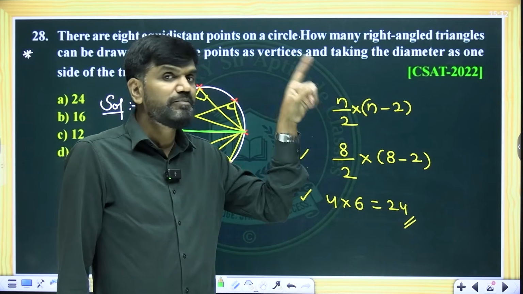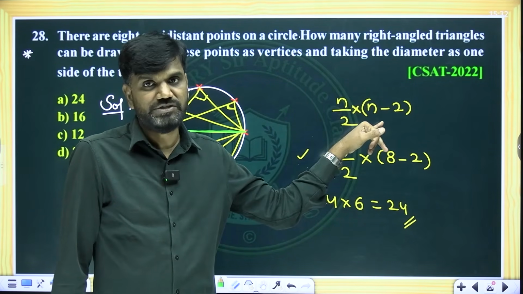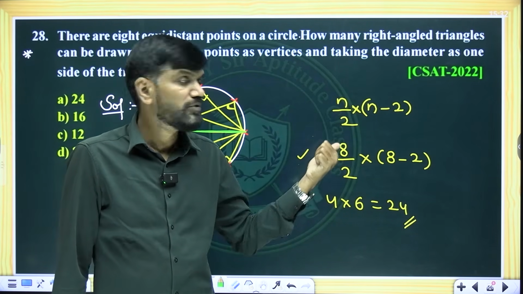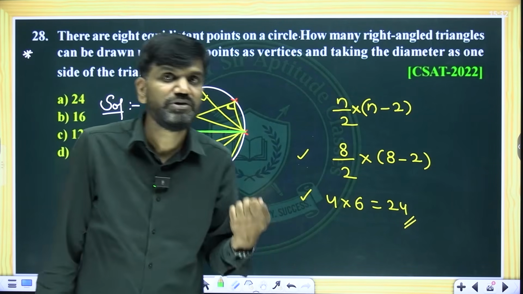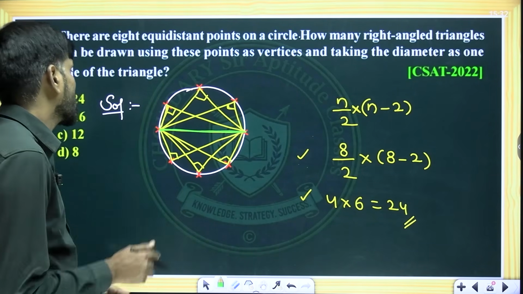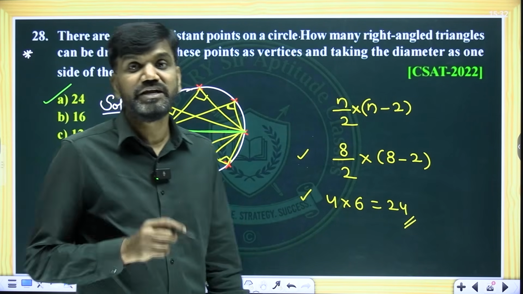So total number of right angle triangles you can form will be what? For every diameter, n minus 2 triangles will come. For total number of diameters in this structure are how many? n by 2. So n by 2 into n minus 2 will be the total number of right angle triangles that you can form in this type of scenario. Hence your answer has to be 24. That should be option A.